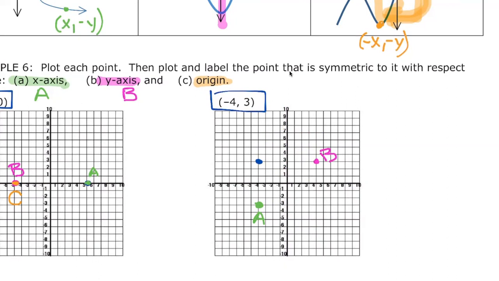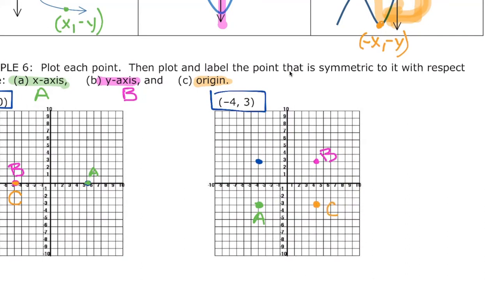Remember, the origin flips both points. So if it's negative 4, comma 3, it's flipping both points. So it's going to be 4, comma negative 3. So it flips over the x and the y if you're visually wondering what it does. So let me go ahead and change my colors here. So this one is going to first flip over here, and then it's going to flip again because it's symmetric to both. So it ends up being right here at positive 4, negative 3.